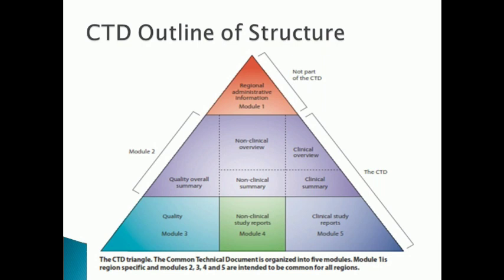But the first module is not considered a part of CTD. Why? Because it contains regional or administrative information, for example, application forms. As you know, application forms could be different for different countries. So whatever the administrative or region-specific requirements are, they are given in module 1.